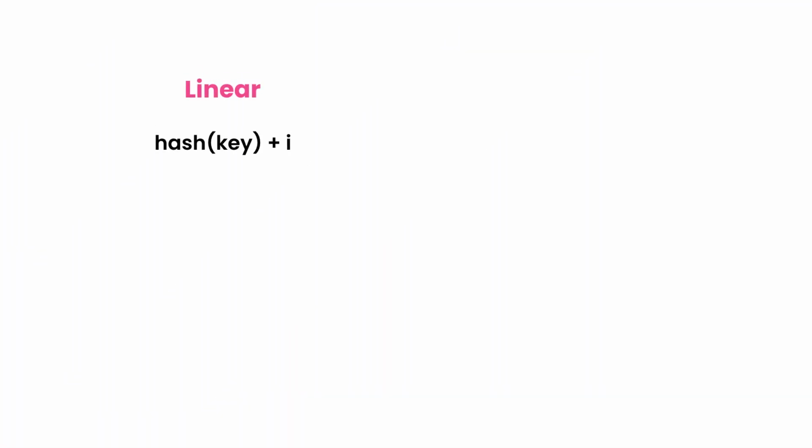So here's the formula for linear probing. If we change i to i squared, now we have a quadratic equation. So how is this going to solve our problem? How is it going to prevent clustering from forming?